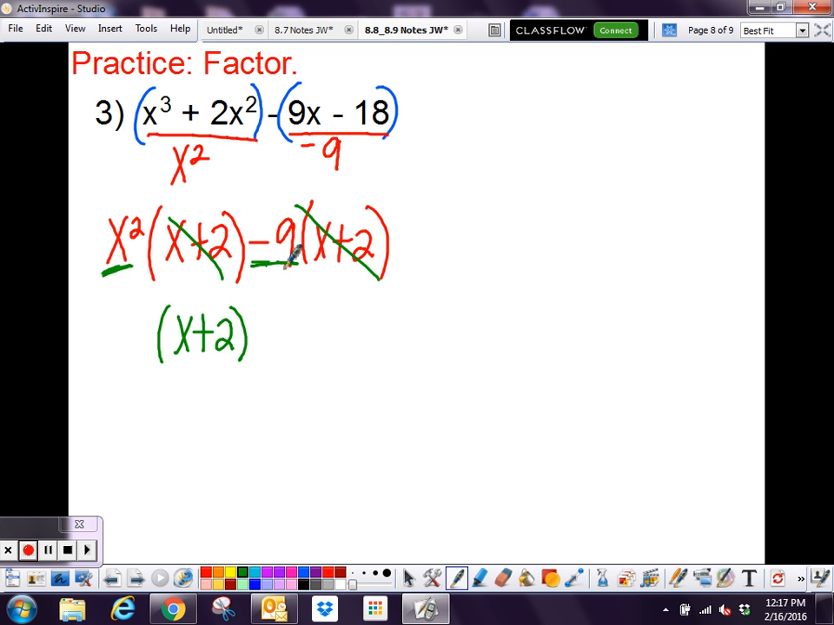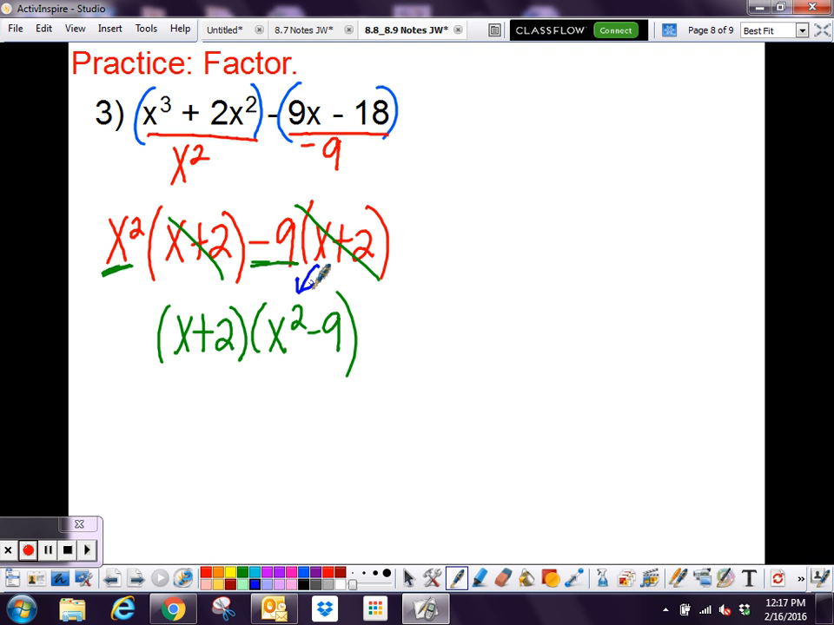X squared minus 9. Now here's where it gets a little tricky, because I still have this squared. So there is a chance that this could still be factorable. I don't even know if that's a word, but it could be factored. Okay, now the x plus 2, I'm done with that. Okay, there's no more squareds there. X squared minus 9 you need to look at.